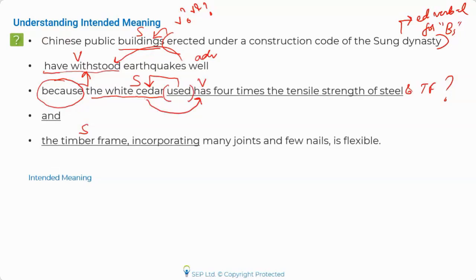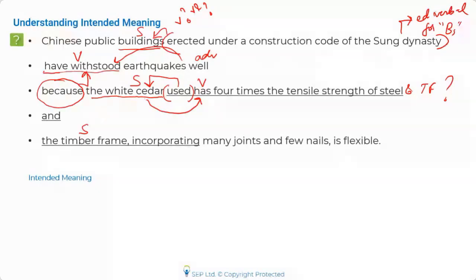So great, guys. Most of you agree that timber frame is not to be added to strength of steel and timber frame. We are not talking about strength of timber frame. We are only talking about strength of steel. Timber frame is a new clause altogether. How will you know? Ask the question. Does it make sense to say white cedar has the strength of steel and timber?